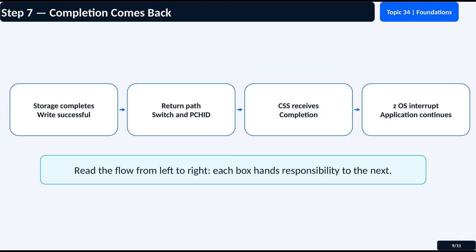Once the write completes, the storage system sends a completion response back through the path. The frame travels back to the switch, back to the physical port, and back into CSS0. The channel subsystem marks the I/O request as complete and posts an interrupt to the z/OS partition. z/OS receives the completion and tells the application that the write succeeded.